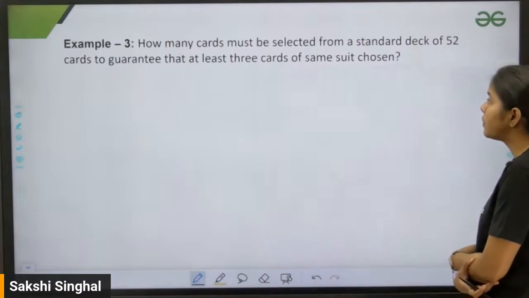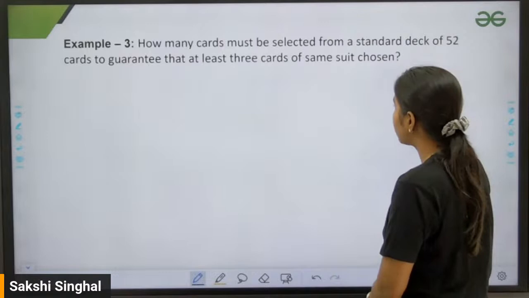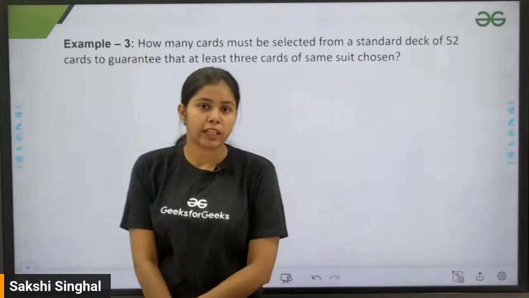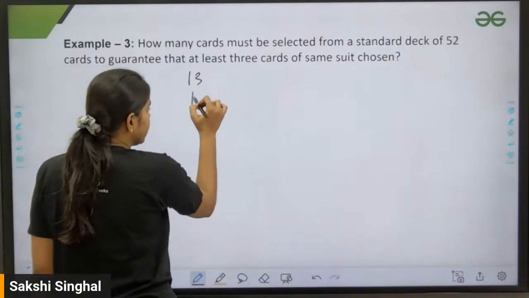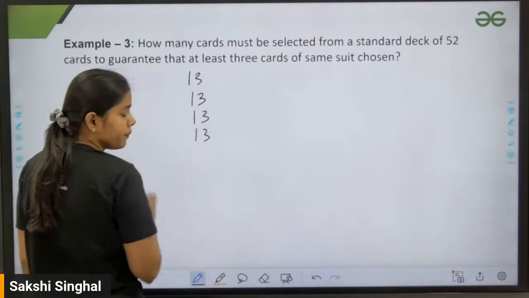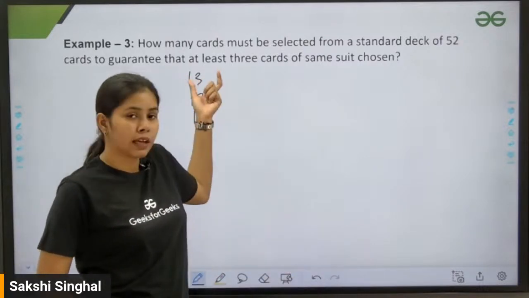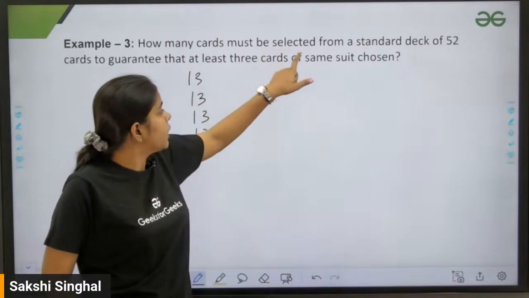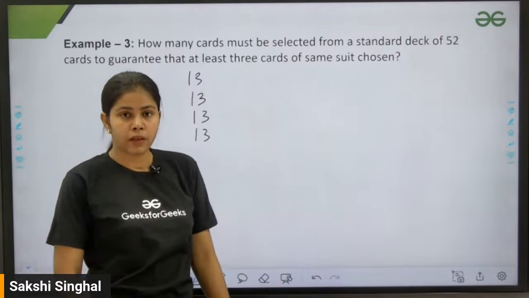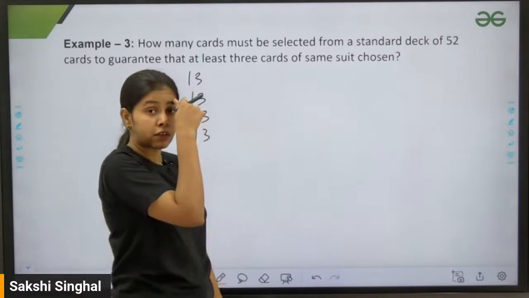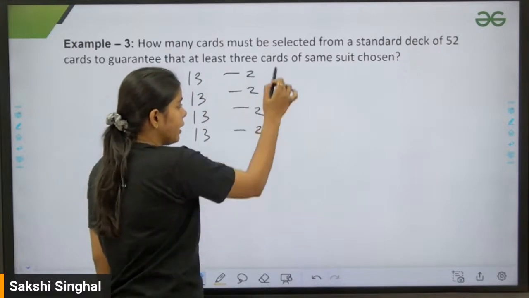How many cards must be selected from a standard deck of 52 cards to guarantee that at least 3 cards of the same suit are chosen? So we know that we have 4 suits in a deck, and each suit has 13 cards. Now I have to make sure that at least 3 cards of the same suit are chosen. So what would I do? I'll pick two cards from each suit and add one more card.